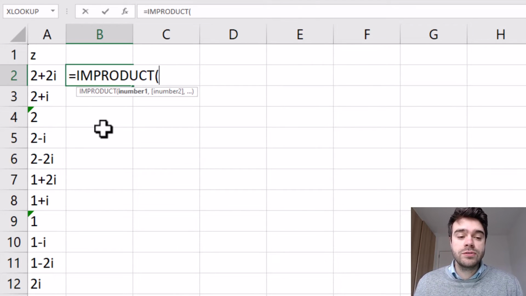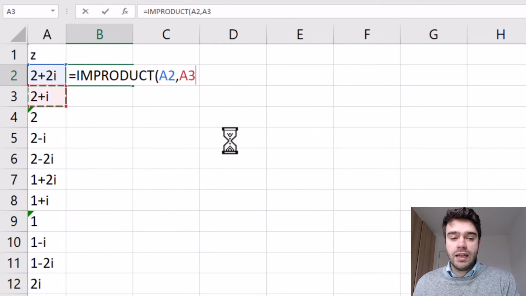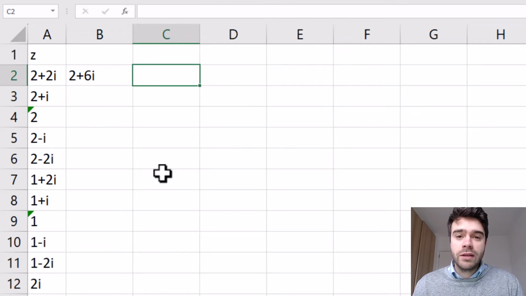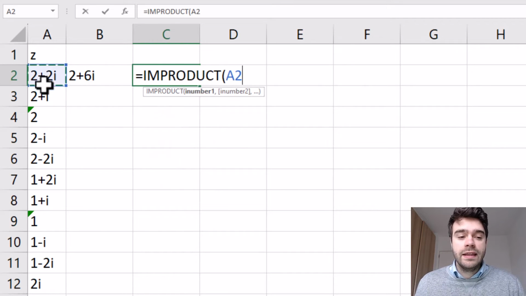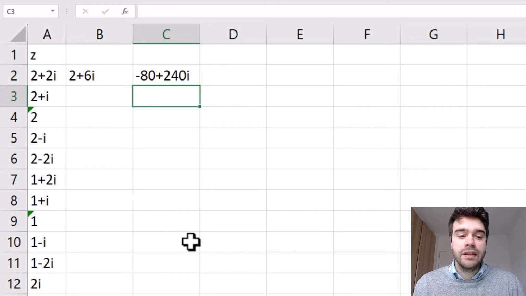Now, let's try this first with two numbers. So I select my first number, and then I select my second number, and I press enter, and there we get a result. Okay, let's try and multiply some more numbers together. So we use the IMPRODUCT function, and then I will be multiplying all of these 8 numbers together. I press enter, and there we have the result, a new complex number.